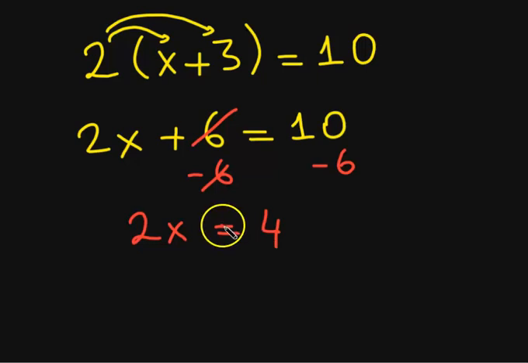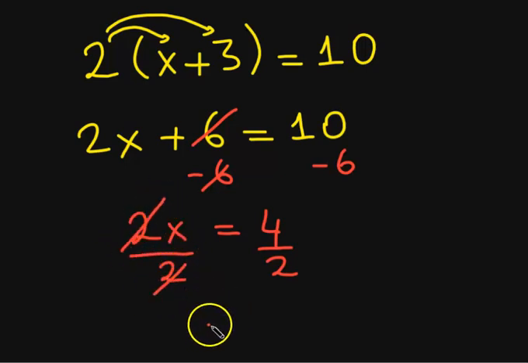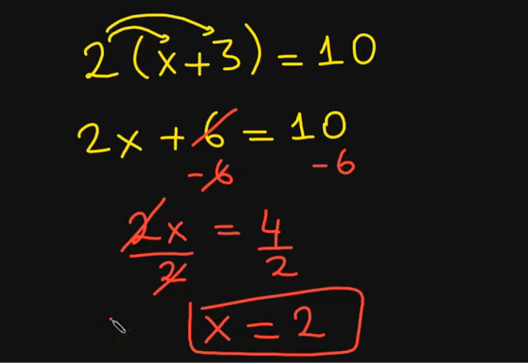So the next step will be division. I need to divide both sides by 2. On the left side, 2 times x divided by 2, the 2's are gone. I have only x on the left side, and on the right side I have 4 divided by 2, which is 2. So x equals 2.